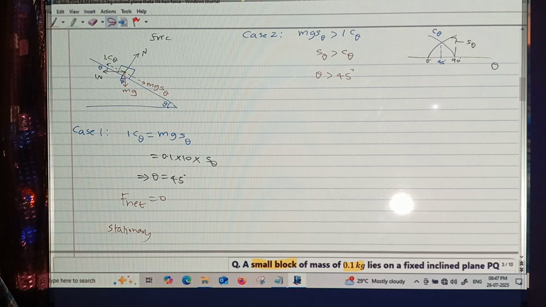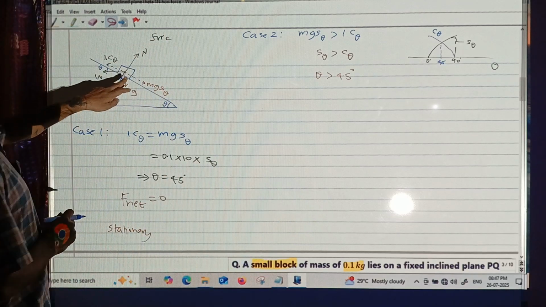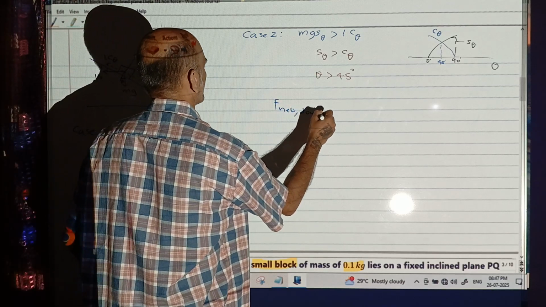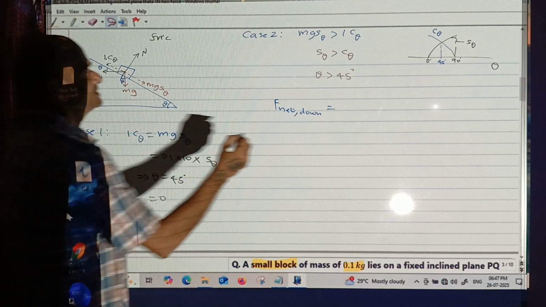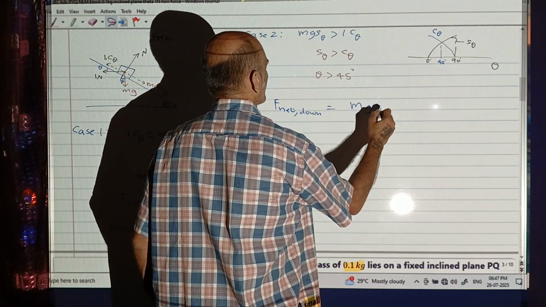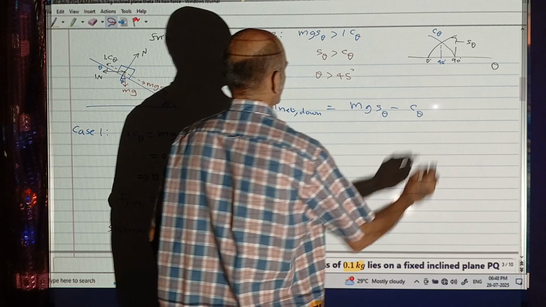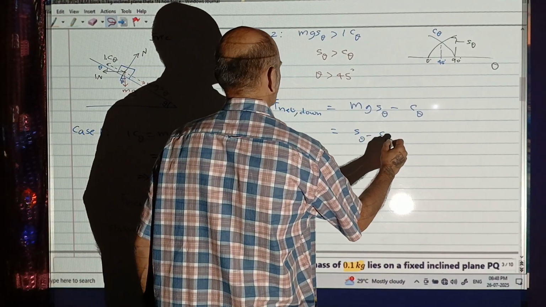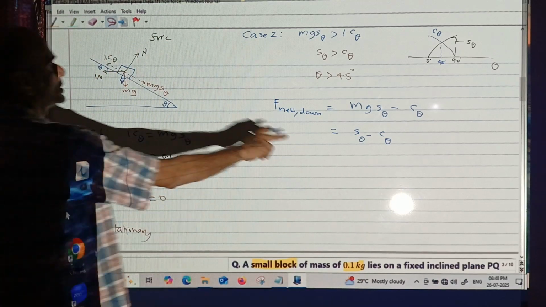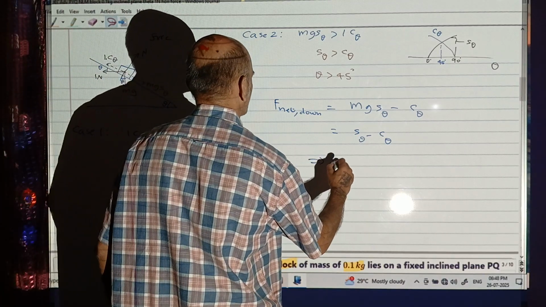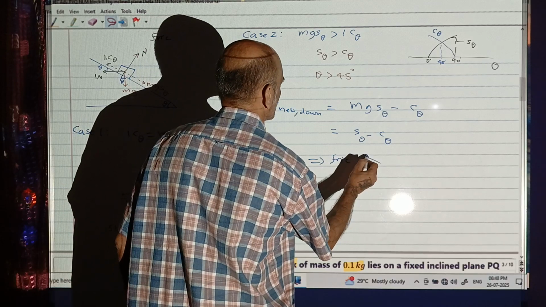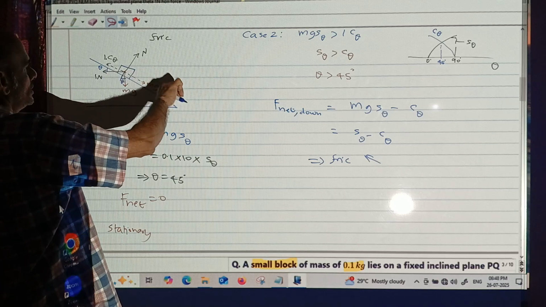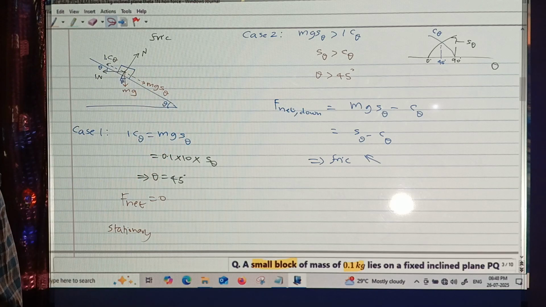So in this case, the net downward force will be mg sin theta minus 1 cos theta. mg is 1, so it's sin theta minus cos theta. So the net force is downwards. So friction force will be up the plane. Because there's a net force downwards, the block will try to move down. Friction opposes relative motion, so it should be acting upwards.